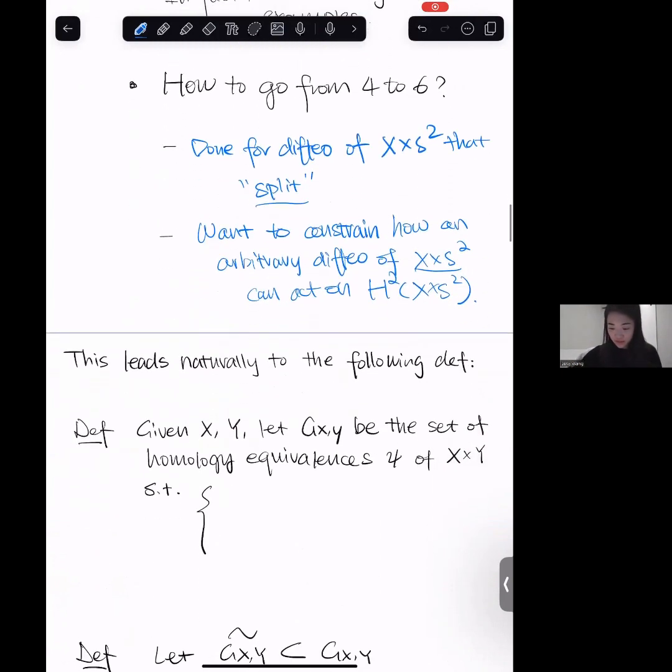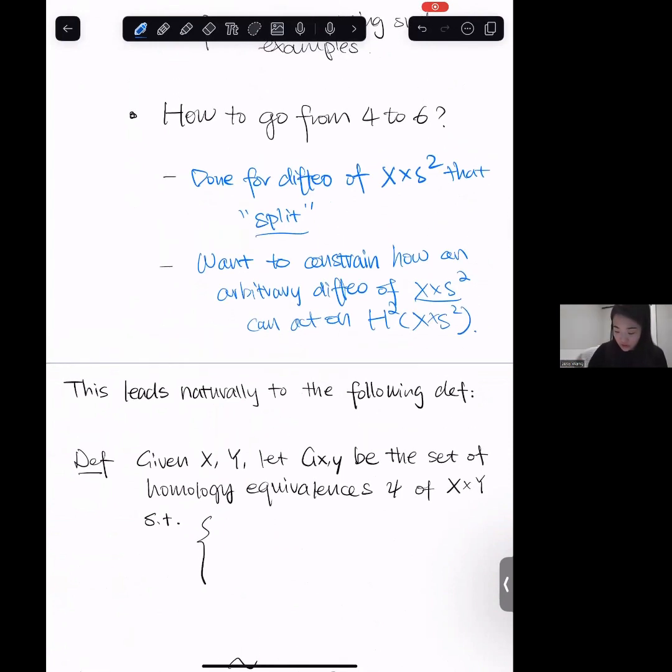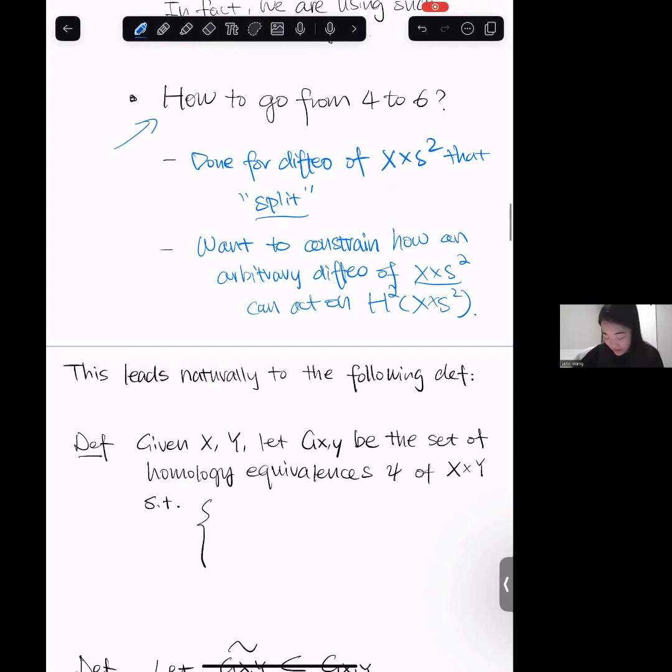So this observation leads naturally to the following definition. Given 2 manifolds, X and Y, this doesn't even necessarily need to be 4 manifolds, we define G_XY to be the set of homology equivalences. So this really means maps that induce isomorphisms on cohomology.